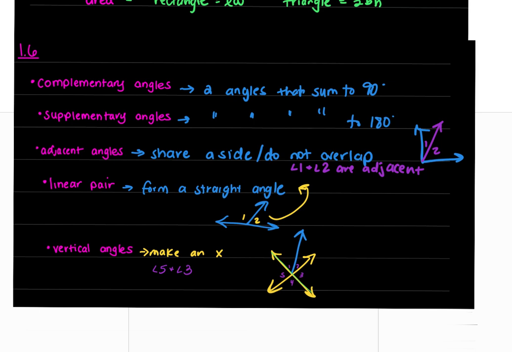Complementary are angles that add up to 90, supplementary add up to 180, adjacent are next to each other, they share a side, but they don't overlap. And then a linear pair forms a straight angle. The linear pair postulate came later, and that's what said they add up to 180. And the vertical angle theorem came later and said that they are congruent. Okay, those two things came after this. This was just identifying what they were. Questions on content for chapter 1?